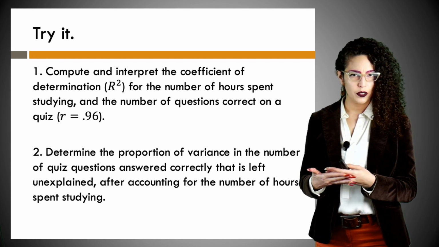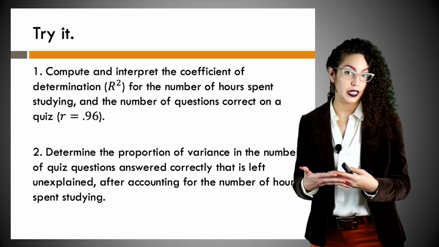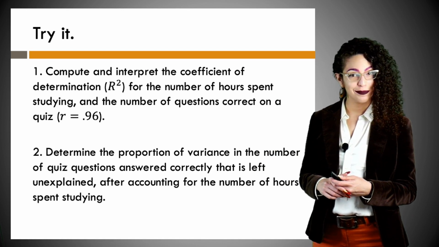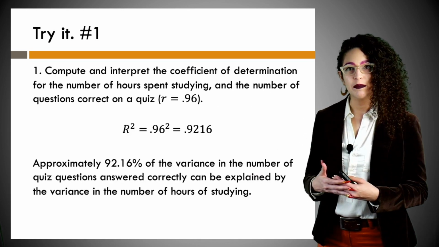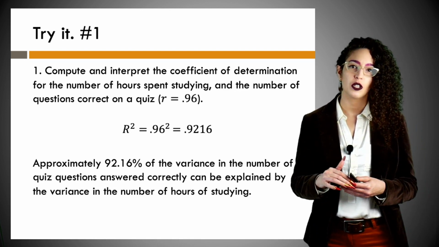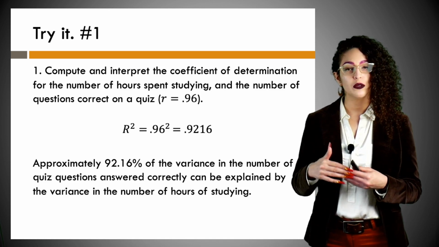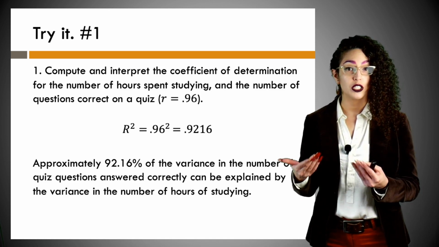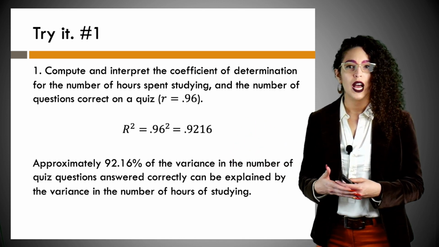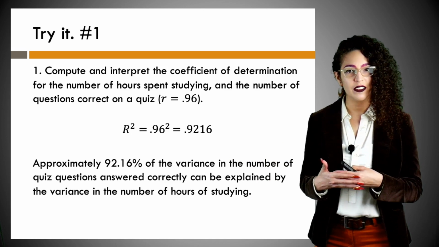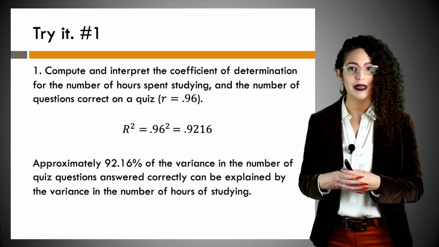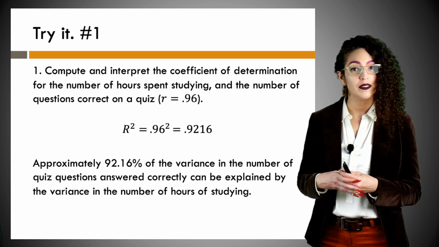So now that you know what the coefficient of determination is and what variance is and is not explained, give these two questions a go. Pause me and try them. Number 1. Compute and interpret the coefficient of determination for the number of hours spent studying and the number of questions answered correctly on a quiz. So remember, the correlation was 0.96, so we just square that and we end up with 0.92. Now how do we interpret this? Approximately 92% of the variance, so the differences, in the number of quiz questions answered correctly can be explained by the variance in the number of hours studying.